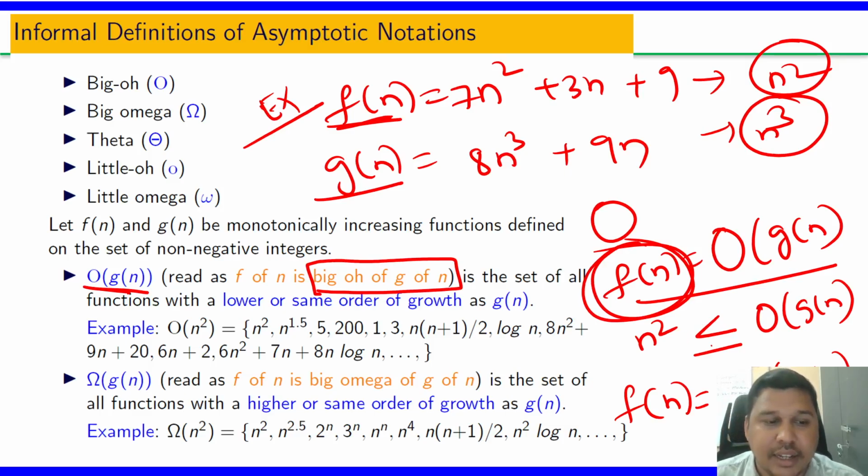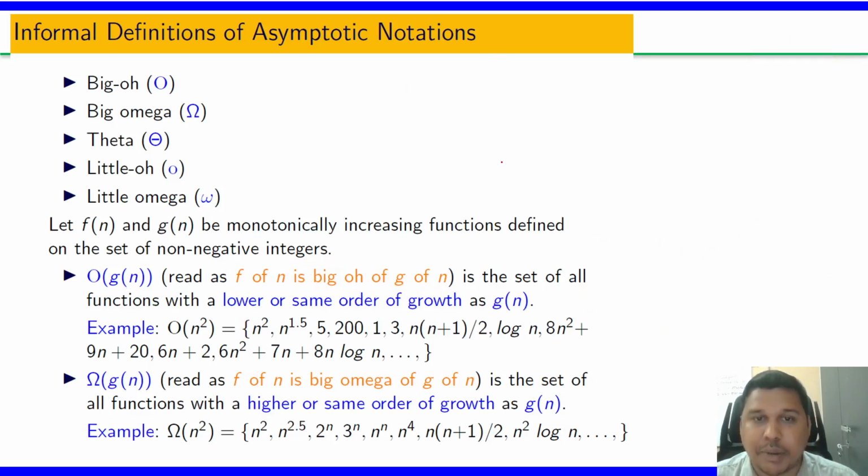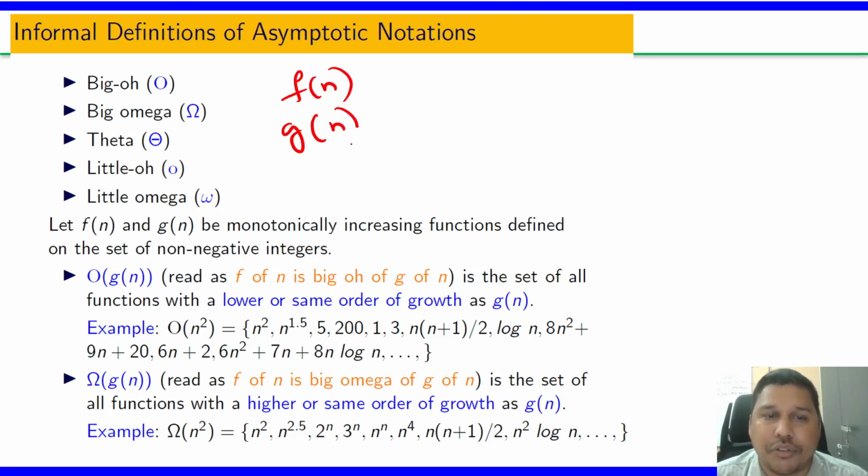I'll repeat once again. If you understand one big O logic, you will understand all 5. Let's see again. There are two functions, f of n and g of n. The order of growth of f of n is n square, and the order of growth of g of n is n cube.